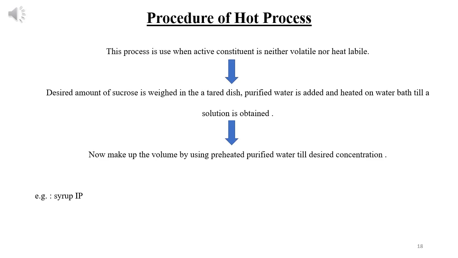For example, we require 100 ml of solution, but after heating we get only 80 ml. So now we will add 20 ml of water, which should be preheated, means we will heat it, then add it. An example of this type of syrup is syrup IP.